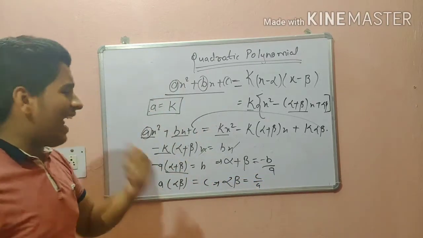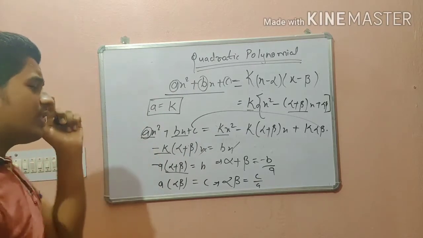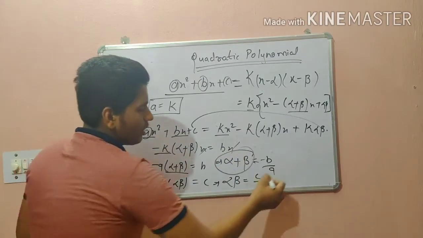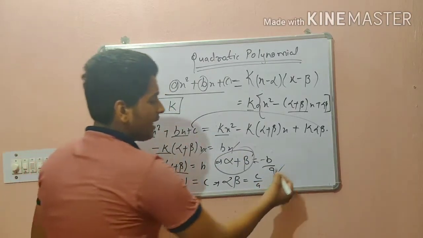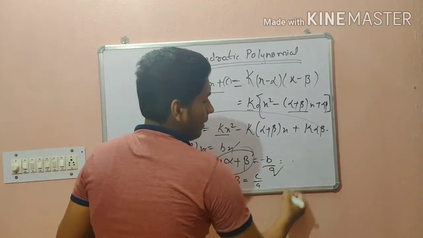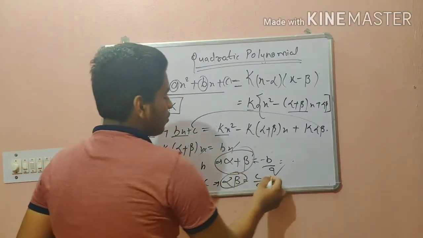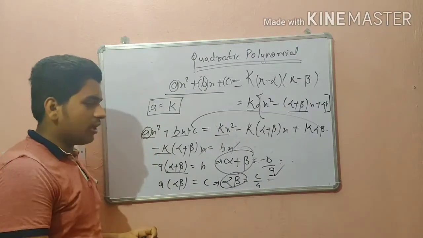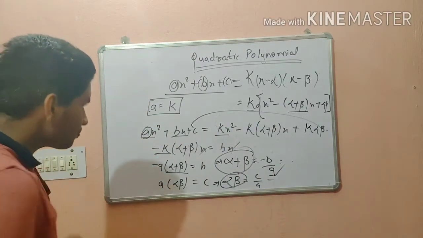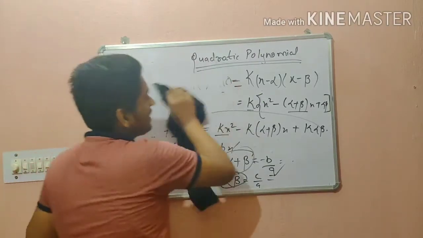Thus we have derived the relationship between the sum of zeros and product of zeros with the coefficients of x. The sum of zeros equals minus b by a, which can be written as minus coefficient of x divided by coefficient of x square, and the product of zeros can be written as the constant divided by the coefficient of x square. Now we will discuss the uses of this, and which type of questions can come.